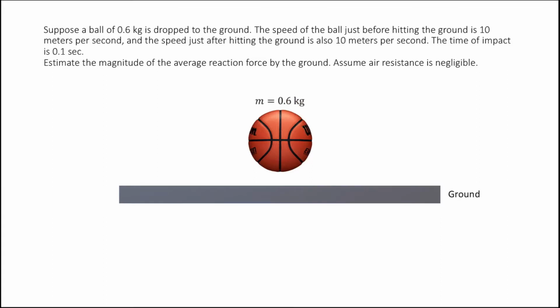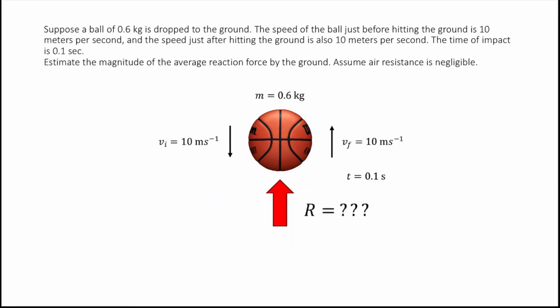Suppose a ball of 0.6 kg is dropped to the ground. The speed of the ball just before hitting the ground is 10 meters per second, and that just after hitting the ground is also 10 meters per second. The time of impact is 0.1 second. Estimate the magnitude of the average reaction force by the ground. Assume air resistance is negligible.